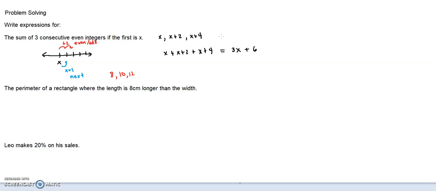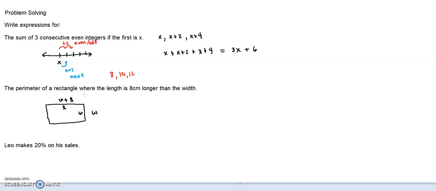Okay, the next one is a perimeter of a rectangle. The perimeter of a rectangle where the length is 8 centimeters longer than the width. So we've got a rectangle. Always draw a picture if you can, it helps. You can call the sides whatever you want. So length and width would make sense for this problem because the length is longer. So this one is W out here, and the length is 8 longer than the width, or 8 more than the width. So the length is going to be W plus 8.